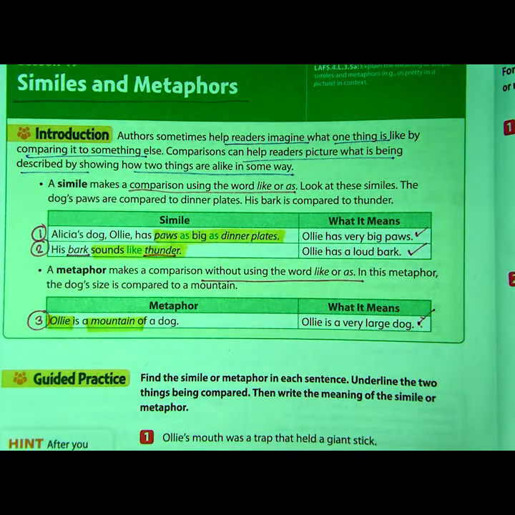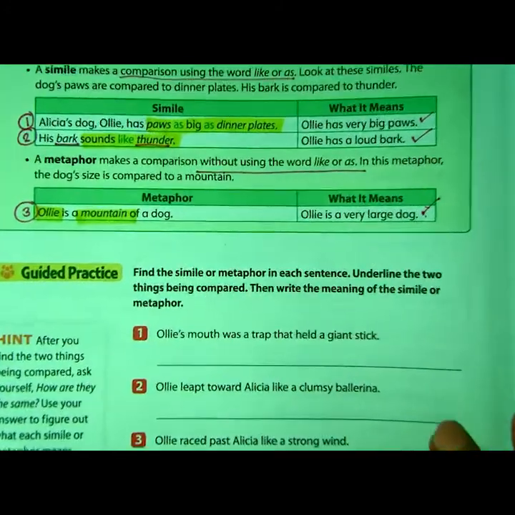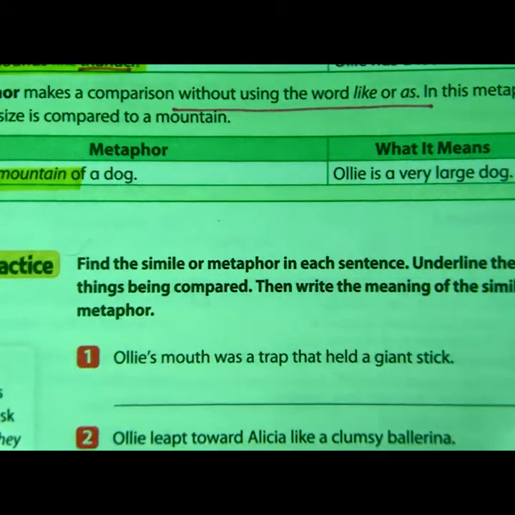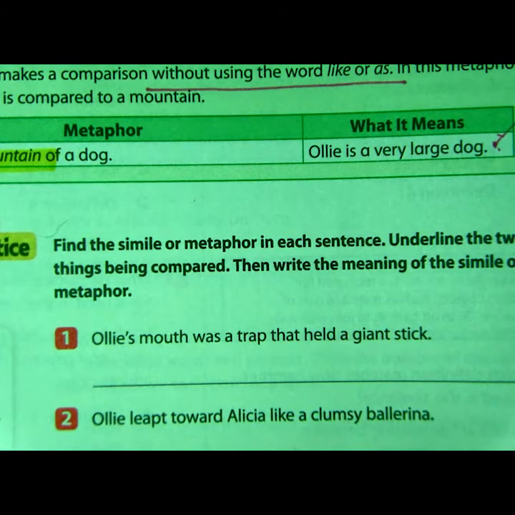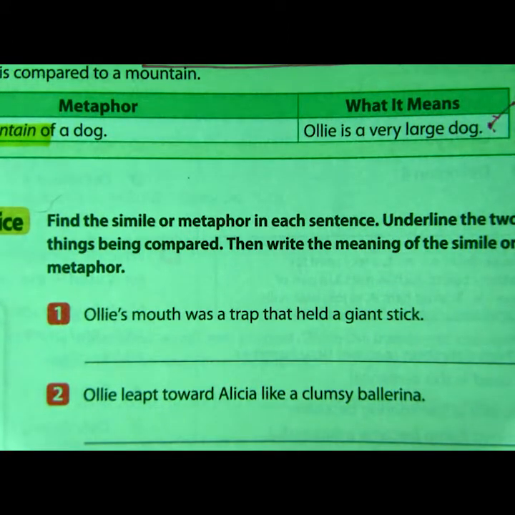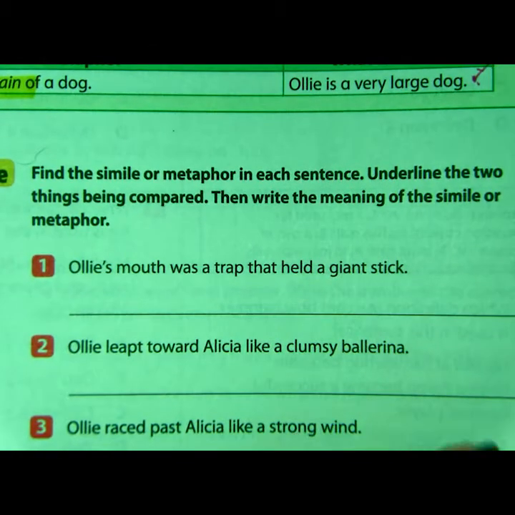So let's take a look at a few examples we're going to do together. And in each example, we have to first identify the simile or the metaphor, and then think about the two things that are being compared. So I'm going to underline the two things that are being compared, and then I'm going to write what that simile or metaphor means.